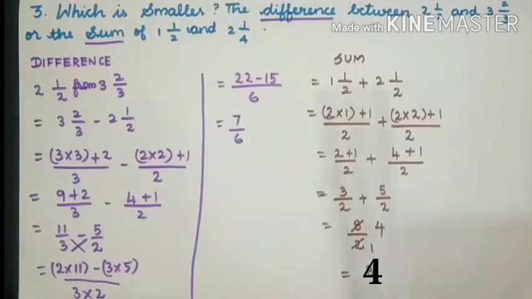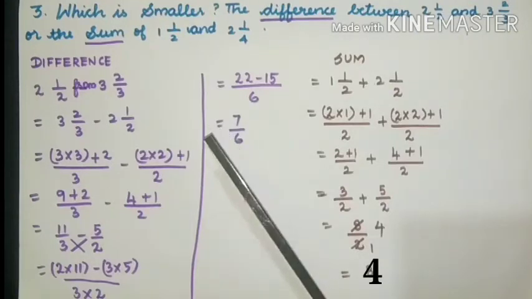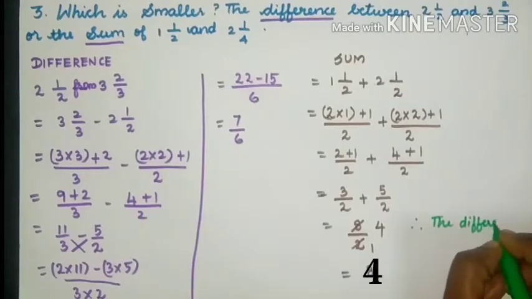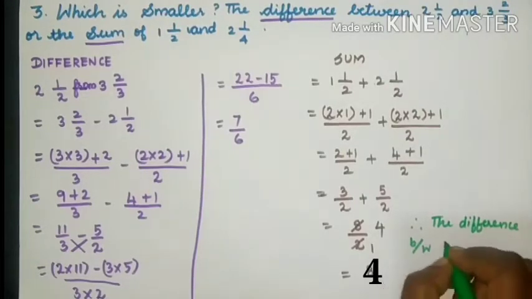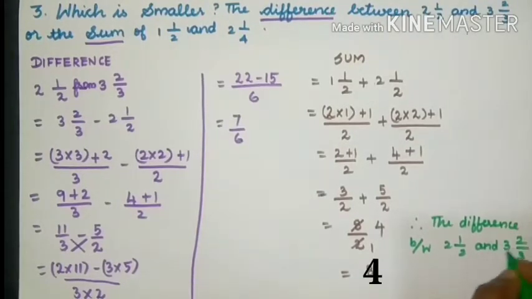Now we have to check which is smaller. The sum of 1 1 by 2 plus 2 1 by 2 is 4, and the difference, 2 1 by 2 minus 3 2 by 3, is 7 by 6. Here we got 4. Now we have to check which is smaller. Yes, 7 by 6 is a smaller fraction. Therefore, the difference between 2 1 by 2 and 3 2 by 3 is smaller.